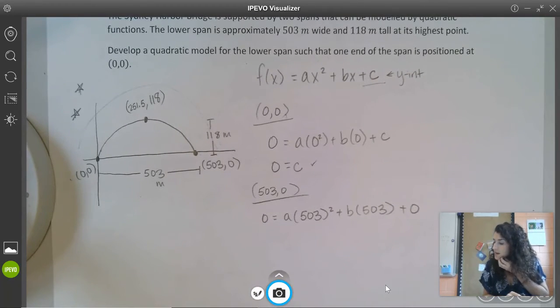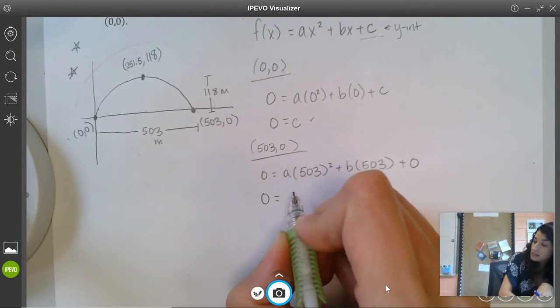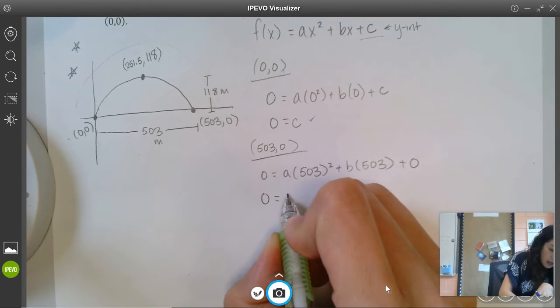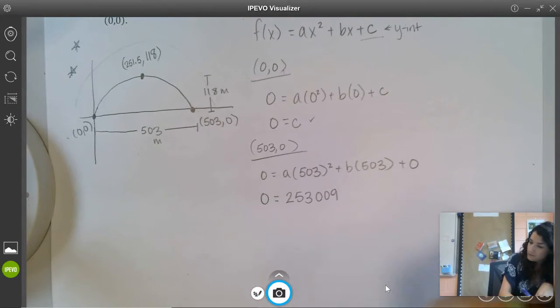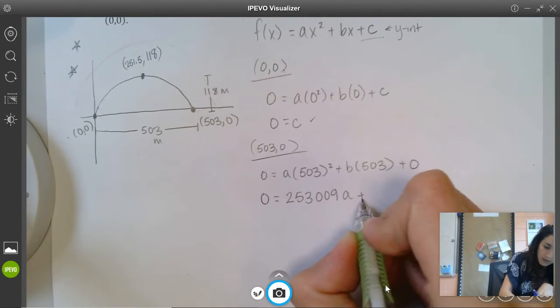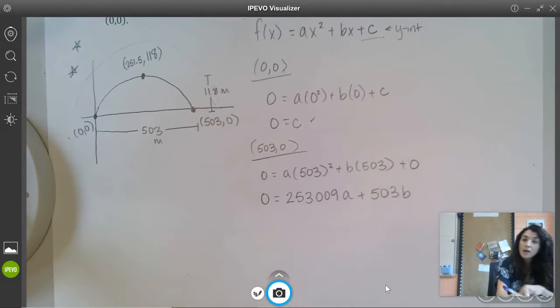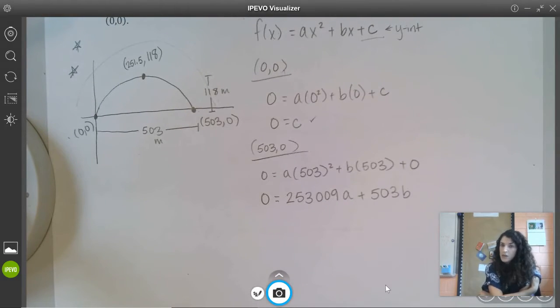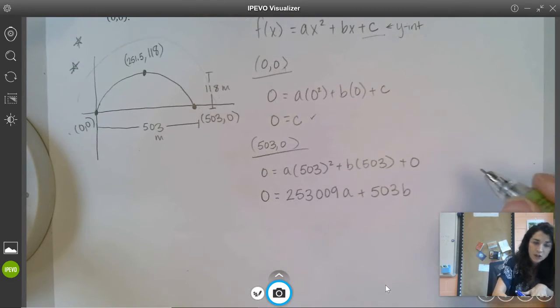We'll just do it together. 503 squared is 253,009, and there's an a there, plus 503b. So I just created an equation that involves a and b. 2 unknowns. Right now I only have one equation. Okay, so I need to plug in another point in order to create my second equation.